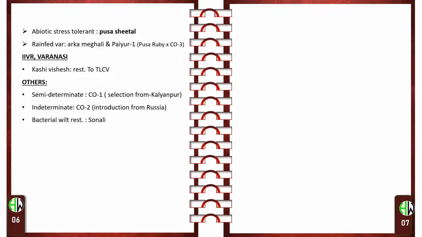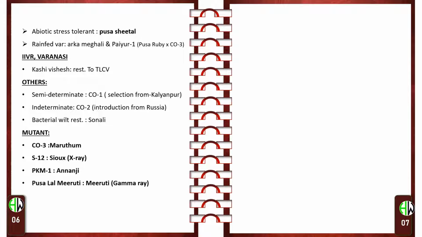Bacterial wilt resistant variety is Sonali. Mutant varieties are CO 3, mutant of Marutham. S12, mutant of Sioux through X-ray. PKM 1, mutant of Annanagar. Pusa Lal Meeruti, mutant of Meeruti by gamma ray.